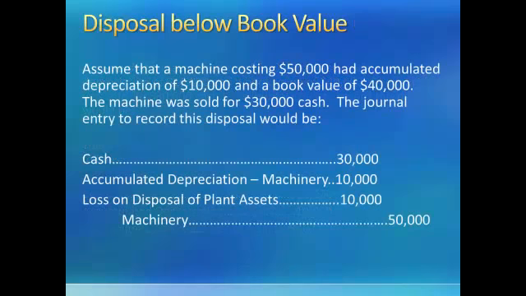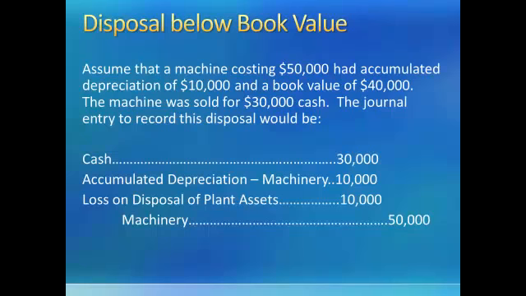The journal entry to record this transaction is similar to the one we discussed before, but now instead of having a debit to cash of $45,000, we only received $30,000 in cash, so we debit cash $30,000. We still close out the accounts that represent the machinery, accumulated depreciation and machinery. We close those two out by debiting accumulated depreciation and crediting machinery, and then we debit the loss on the disposal of the plant asset account.